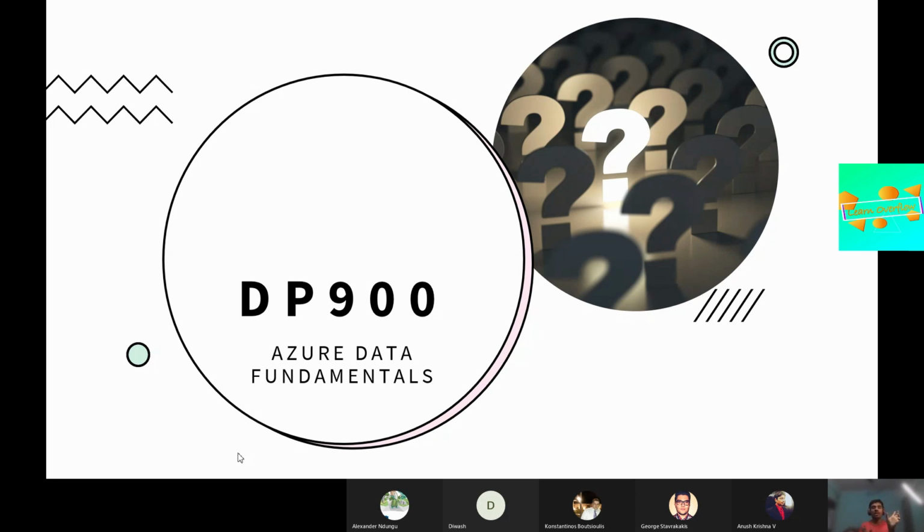Now, talking about the first phase survey. In the first phase survey, they would ask you about your experience, how experienced you are in every module. This exam covers 4 learn paths: describe core data concepts, describe relational data, non-relational data, and the last one is related to Power BI and analytics workload. These are the 4 basic sectors of this exam.